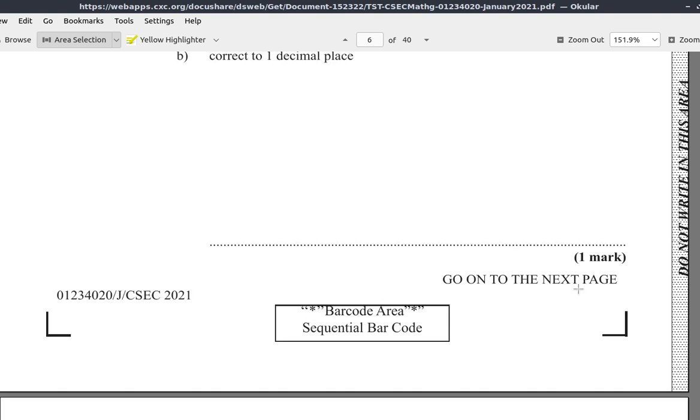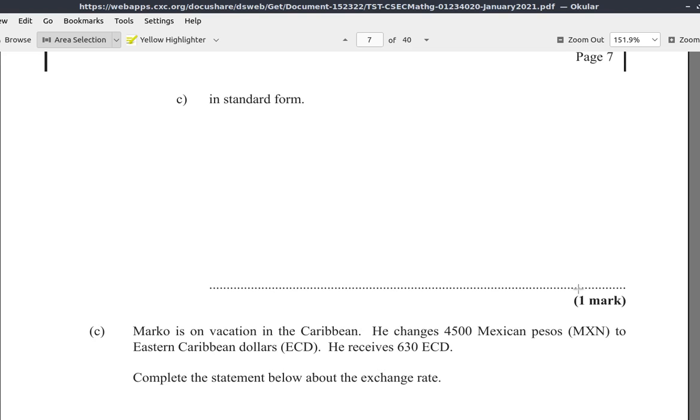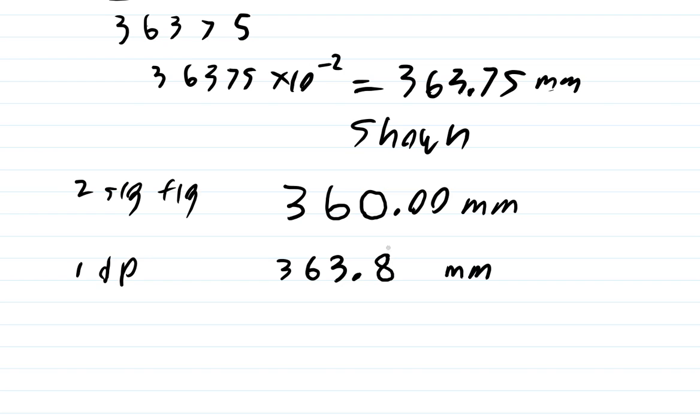Now let's see what else they want you to do. Write it in standard form. Now, here. Remember, in standard form. First of all, pause the video and write it in standard form for me. Alright, what did you get? Here. Remember now, in standard form, you have the first non-zero digit, that is 3. Then the point and the other digits, 6375.